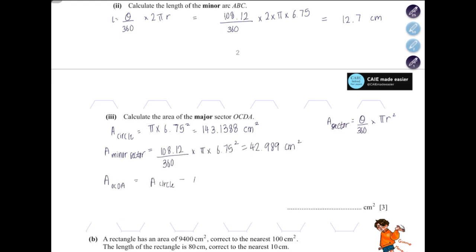Now to calculate the area of the major sector, we will just subtract: area of circle minus area of minor sector. 143.1388 minus 42.989. When you're calculating, it's better to write more decimal points to get a more accurate answer in the end. Here we get 100.14 centimeters squared.